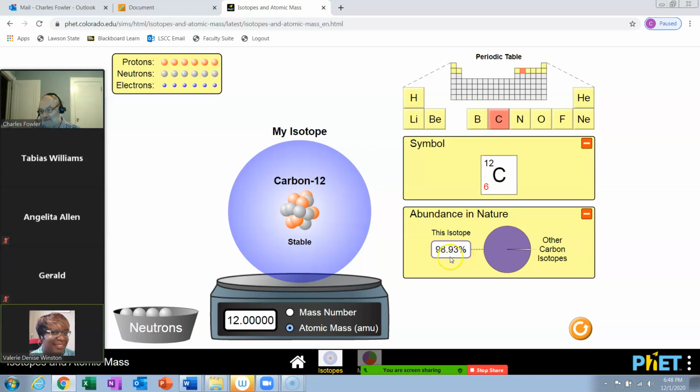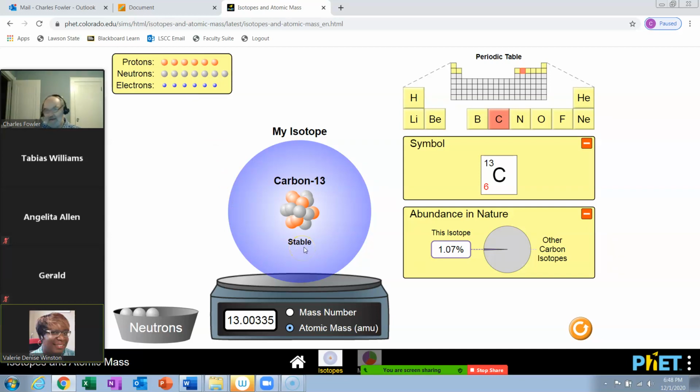And the relative abundance in nature? 98.93. Okay. Now the next one we go to is carbon 13. Now carbon 13, let's put a neutron up there to make carbon 13. And what do we have with number of protons? 6. Number of neutrons? 7. Number of electrons? 6. Okay. Is it stable? Yes, it is.